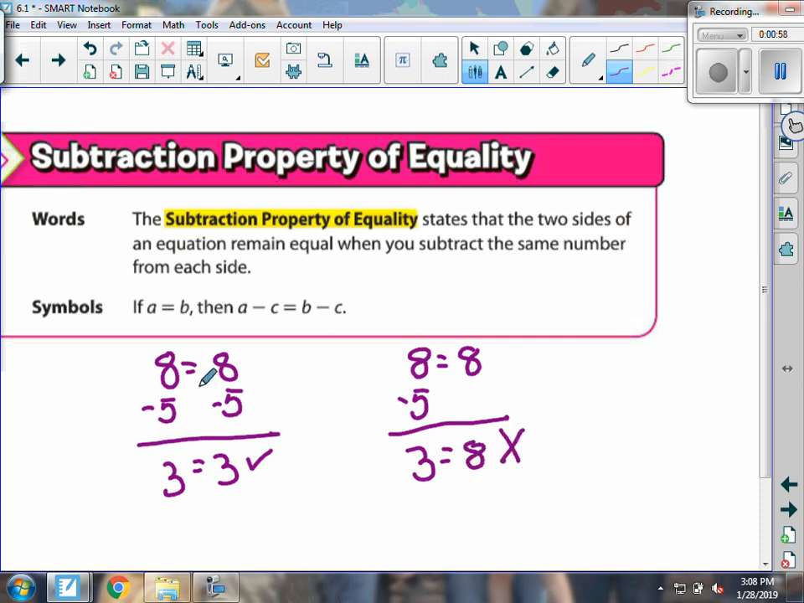Okay? So whatever you do to one side of your equal sign or your equation, you have to do the exact same thing to the other side. That way it keeps it equal, and it keeps it a true statement.